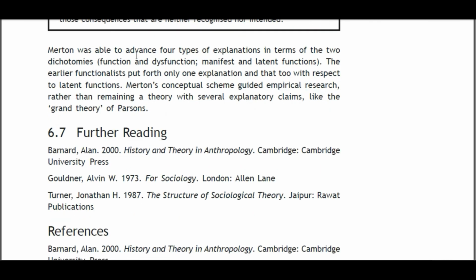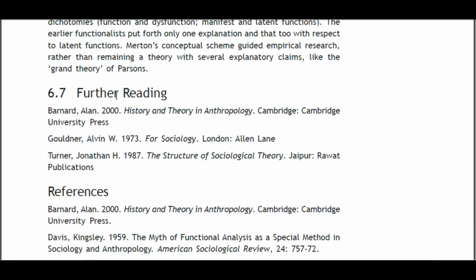Merton was able to advance four types of explanations in terms of the two dichotomies: function and dysfunction, manifest and latent function. The earlier functionalists put forth only one explanation, and that too with respect to latent function. Merton's conceptual scheme guided empirical research rather than remaining a theory with several explanatory claims like the grand theory of Parsons.